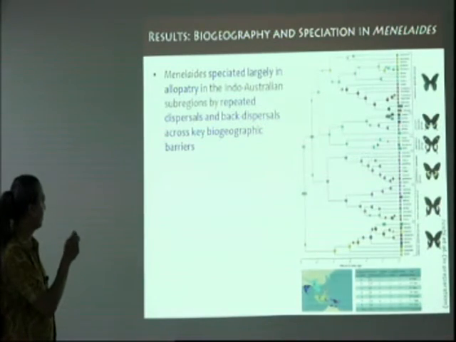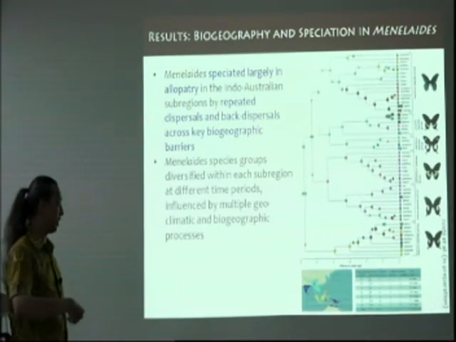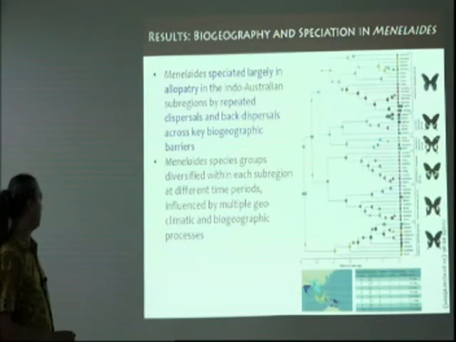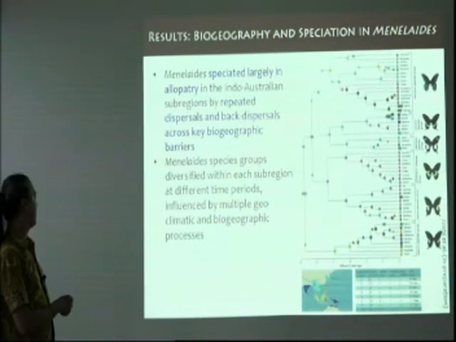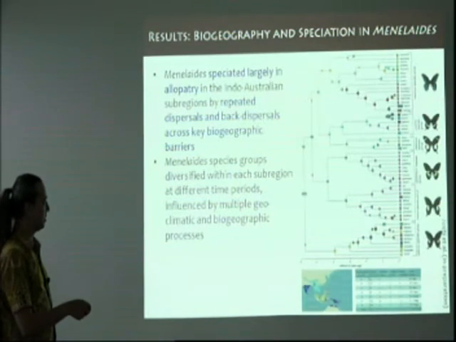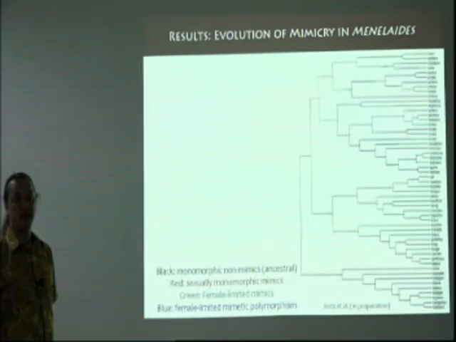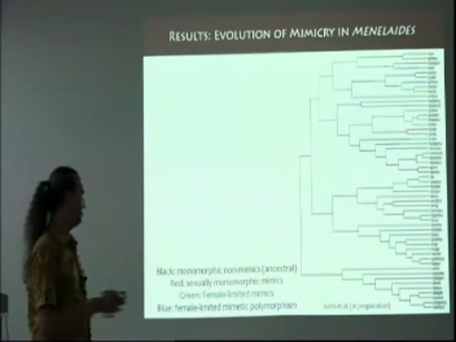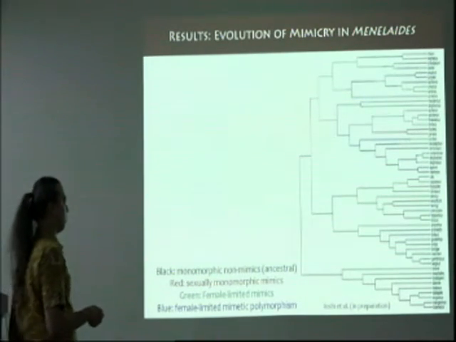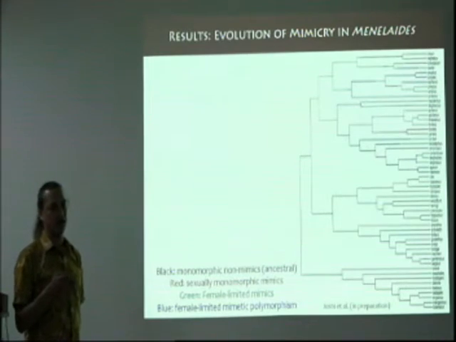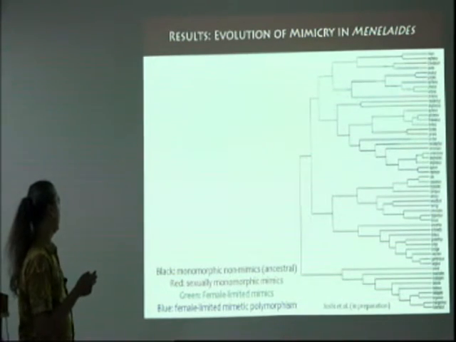So what appears to be happening is that you have these dispersals and back dispersals across key biogeographic barriers, and that itself is driving these divergences. And then if you look at each subregion, it seems like you have a fairly gradual differentiation, but for some key regions, differentiation seems to be happening at different times, which may have something to do with what is going on in those areas in terms of geological upheavals at that time.